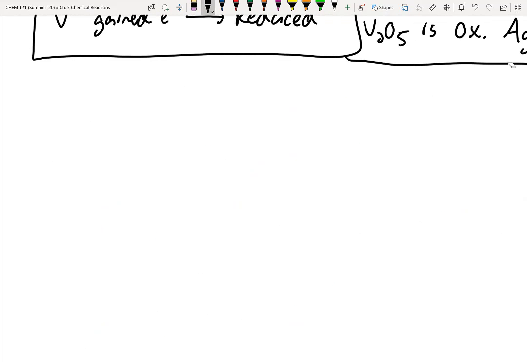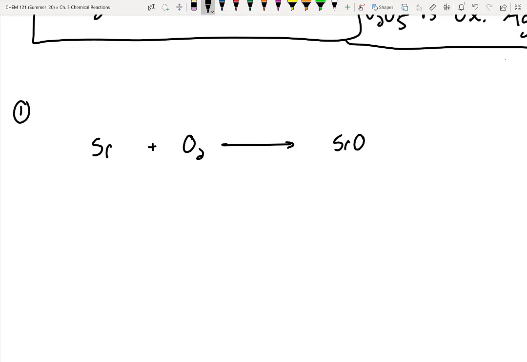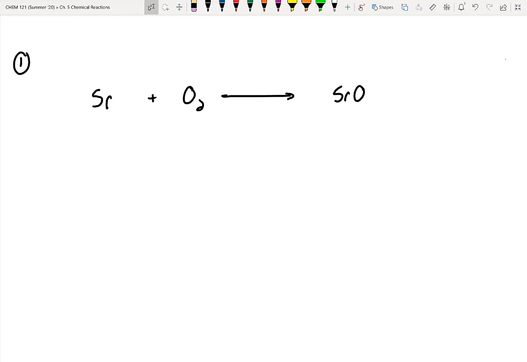So here's the first one I'm going to do. And we're going to have strontium, that's element Sr. We're going to combine this with oxygen. And in this reaction, we're going to make strontium oxide. What's the first thing I should do? Does anybody spot a problem even before we do redox chemistry? There's 2 oxygen on one side. Yeah, there's 2 oxygens on the left side, but only 1 on the right side.